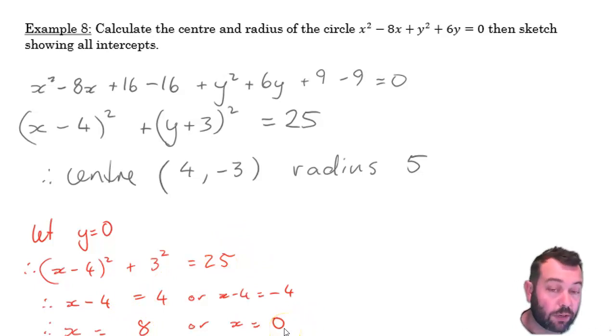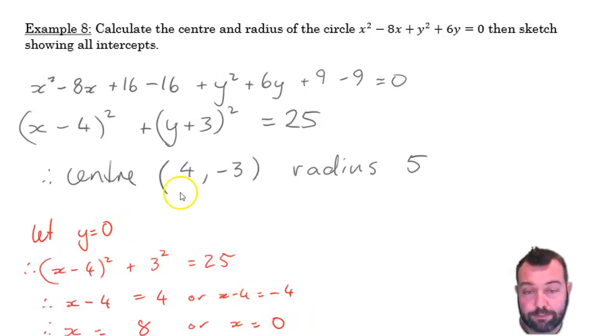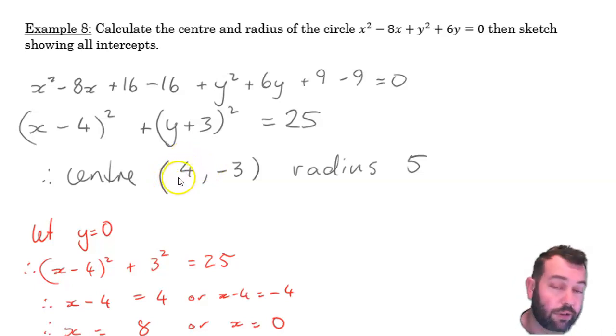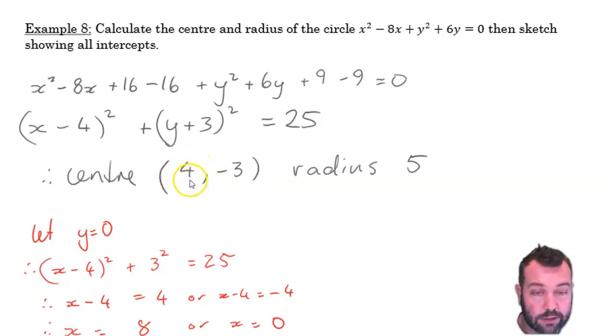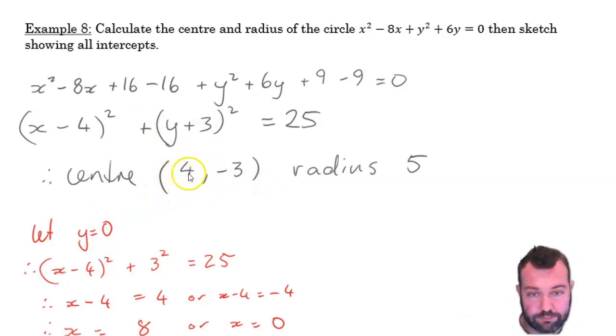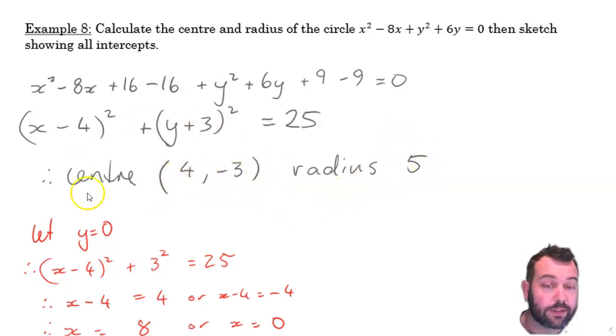Now, we could do the same, let x equals 0 to find the y-intercepts. We've already got one because when y equals 0, x equals 0, which means that this passes through the origin. And in fact, we might have worked that out anyway. Consider the distance from the origin to this point. We can use Pythagoras' theorem, the distance formula: the distance is the change in x squared plus the change in y squared, and then square rooted. So 4 squared plus negative 3 squared equals 25. The square root of that is 5. So we can see here, with that centre, we should pass through the origin anyway.